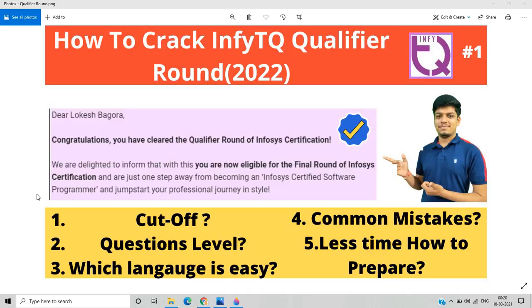What are the question levels that are asked in the exam? Which language is easy to choose, Java or Python? What are the common mistakes that we make in the stipulated time of the qualifier round, after the qualifier round, and in between preparation for the qualifier round? We have less time, so how to prepare?